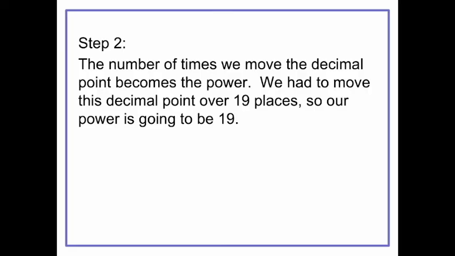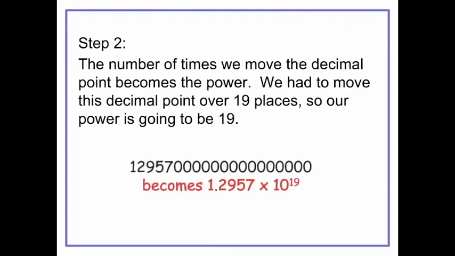The number of times we move the decimal point becomes the power of 10. We had to move this decimal point over 19 places, so our power is going to be 19. So this big, huge number, when written in scientific notation, becomes 1.2957 times 10 to the 19. Now, in your notes, you'll see a few example problems. Pause the video and try them yourself, and then come back when you're finished, and we'll go through them.